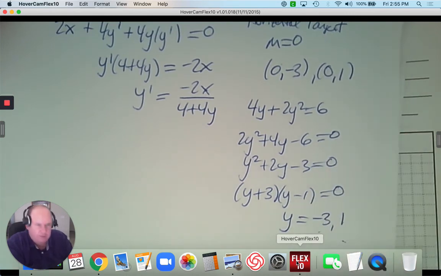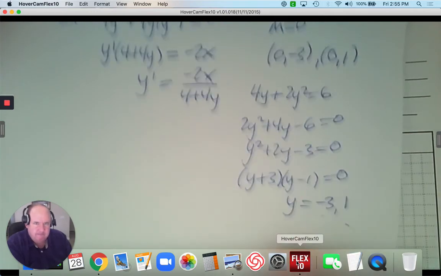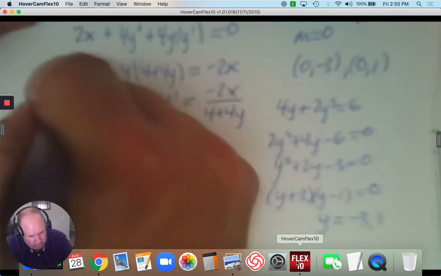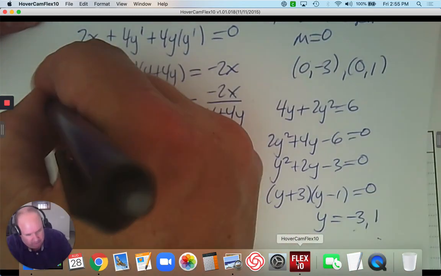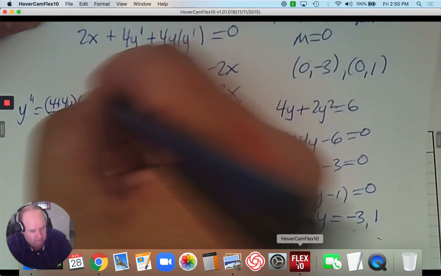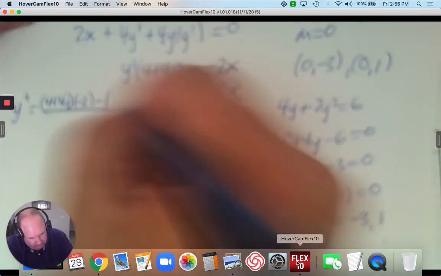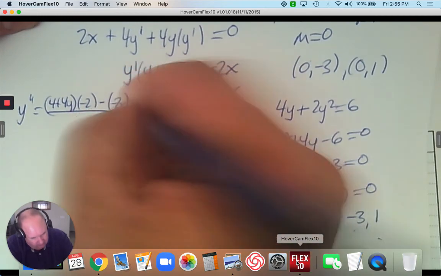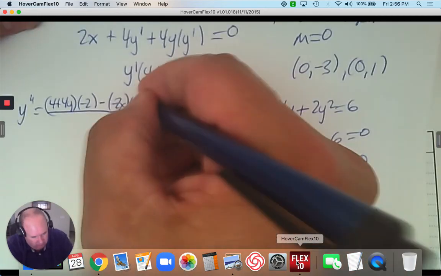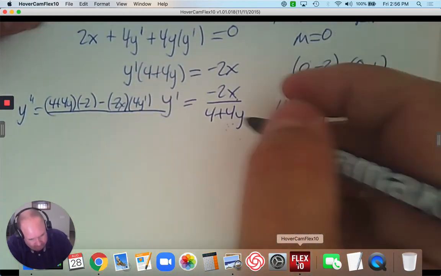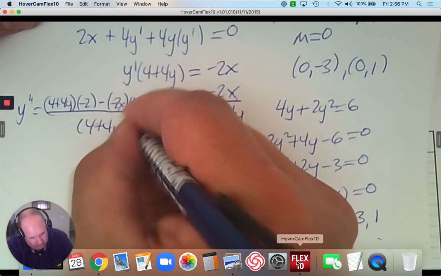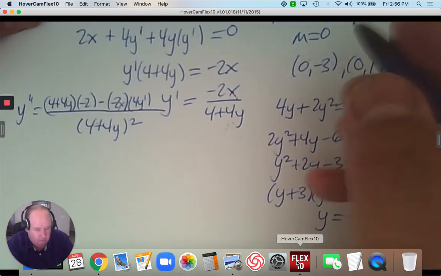Then I have to do the second derivative test, right? So let's do the second derivative from this. I have to do the quotient rule. The quotient rule is the bottom times the derivative of the top, which is just negative 2, subtract the top times the derivative of the bottom, which would be 4, but it's 4y prime. Needs a hook. And then 4 plus 4y, and we square it. That's the second derivative test.